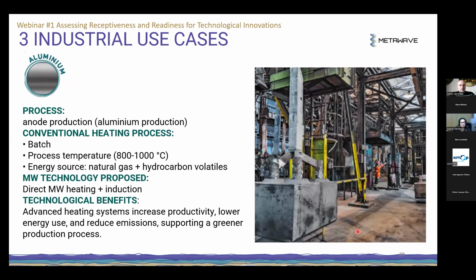Finally, the last use case is in the aluminum sector, for the anode production. Currently, the anode production is a batch process with a process temperature of about 800 to 1,000 degrees, and they use natural gas plus hydrocarbon volatiles. And we propose to substitute it with a direct microwave heating integrated with induction heating. And the technological benefits will be that these advanced heating systems will increase productivity, lower the energy use, and reduce emissions, supporting therefore a greener production process.